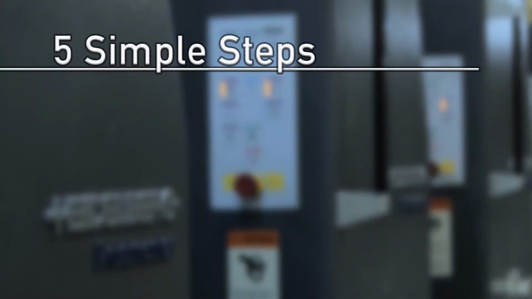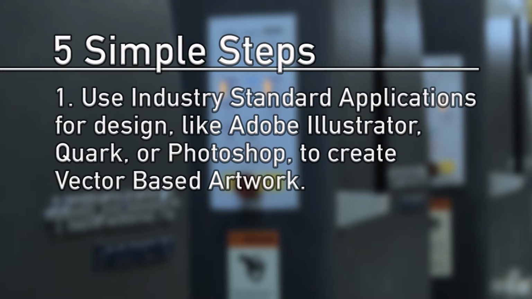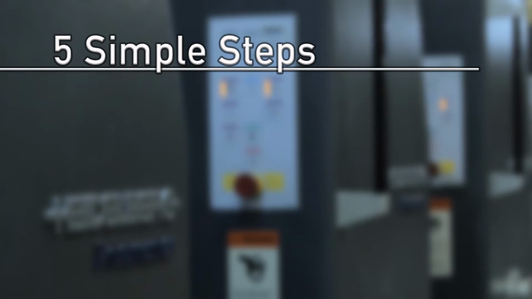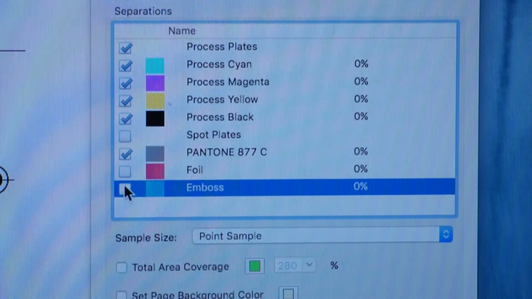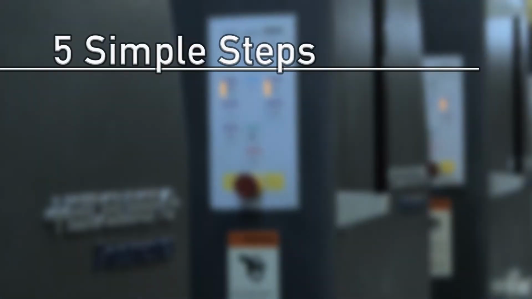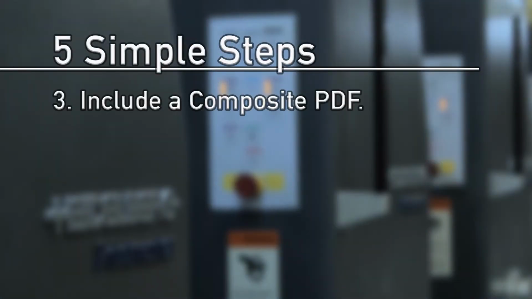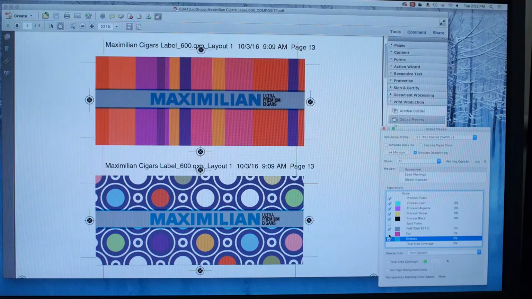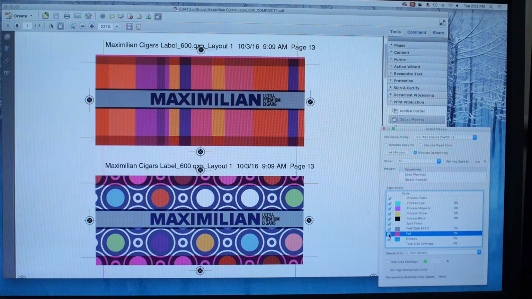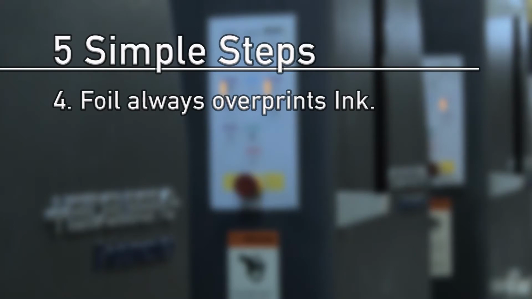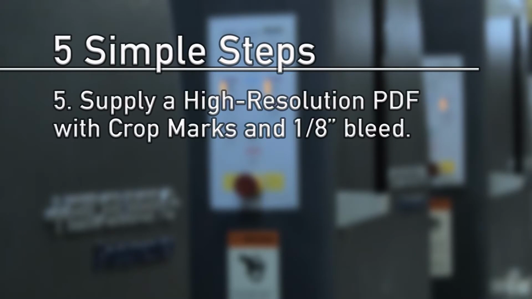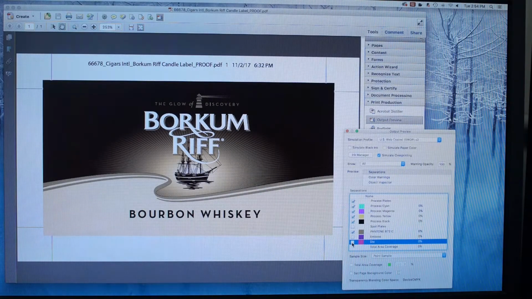First, use industry standard applications for design, like Adobe Illustrator, Quark, or Photoshop to create vector-based artwork. Second, foil elements should be a separate layer and identified as a spot color titled foil. Step 3, include a composite PDF. A composite PDF is all elements of the project, including each layer. Fourth, foil always overprints ink. Finally, you're going to want to supply us with a high-resolution PDF with crop marks and 1/8 inch bleed.